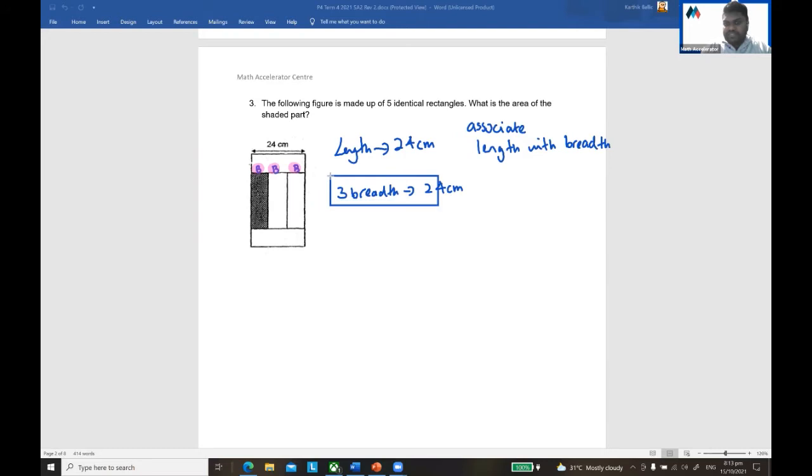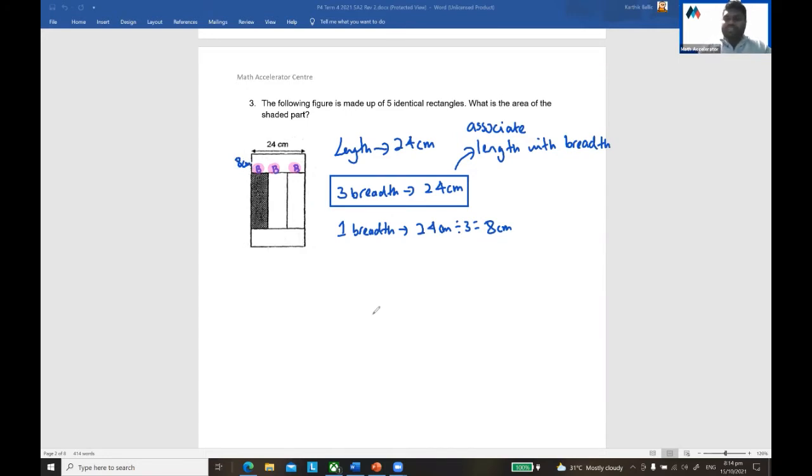Okay, so right here, what we just did is we just associated length with breadth. So once you draw that link, right, now you can go and easily find out what is 1 breadth. So 1 breadth is 24 cm divided by 3. So this is 8 cm. All right then, so we just found out the breadth is 8 cm, right? Which means this little part here is 8 cm.